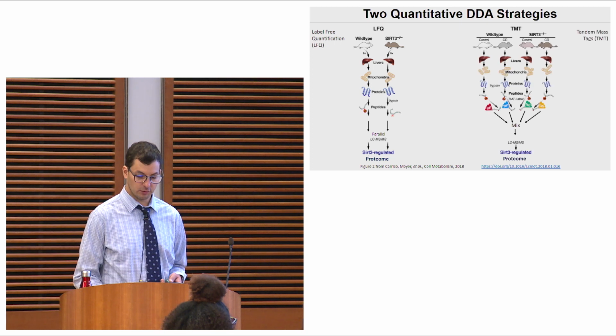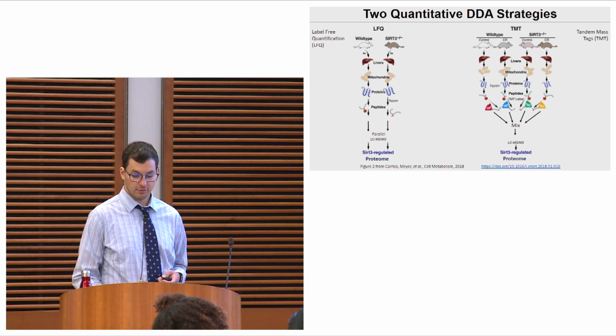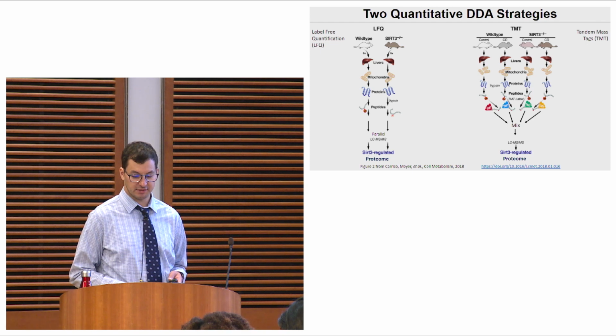The other common way to do quantification is with isobaric peptide labeling. For example, using tandem mass tags or TMT. This strategy relies on modification of your peptides with an amine reactive tag. And you'll hear more about this in more detail in the next session.